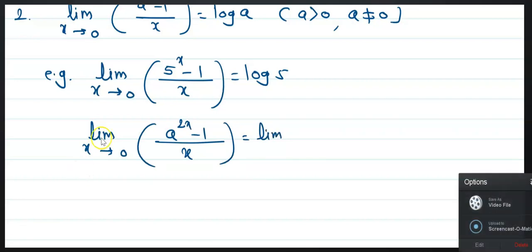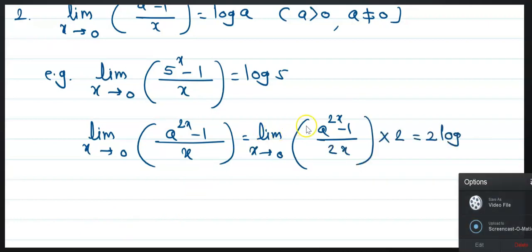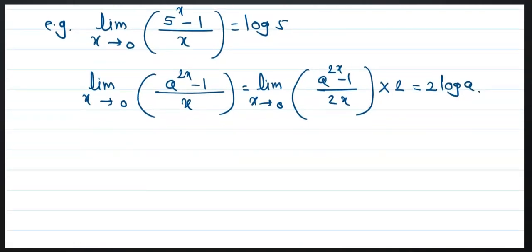Now see this result, limit x tends to 0, a raised to 2x minus 1 upon x. The exponent of a is 2x. Therefore, this quantity must be divided by 2x. So we write limit x tends to 0, a raised to 2x minus 1 upon 2x into 2. The value of a raised to 2x minus 1 upon 2x is log of a, so the result is 2 log a.